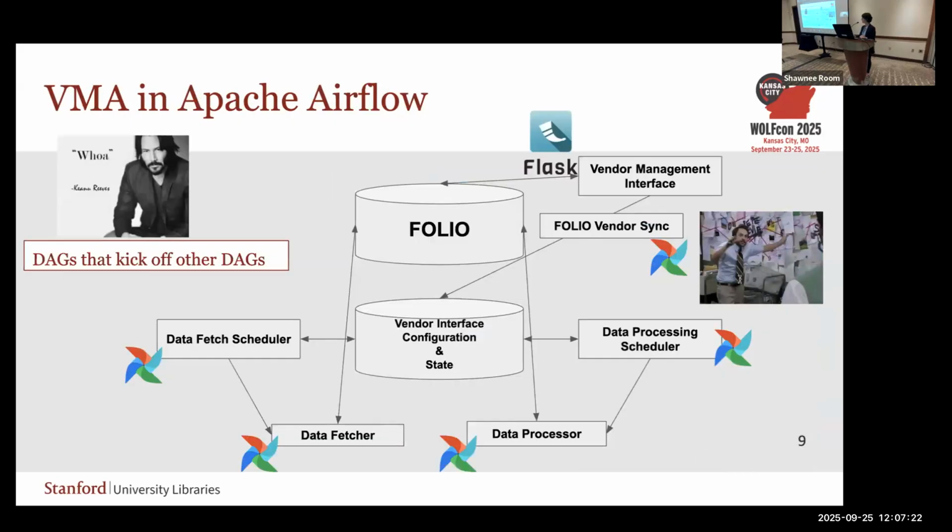Next slide. This is a look at the overall technical solution we ended up with for this application that we call VMA. It's a Flask app in Airflow that is our staff interface, and that talks to Folio and a database that contains vendor configuration details and state information about the files we are processing. And then each of those, you can see my mouse here, each of these are separate DAGs that either do the processing that we need or kick off other DAGs.